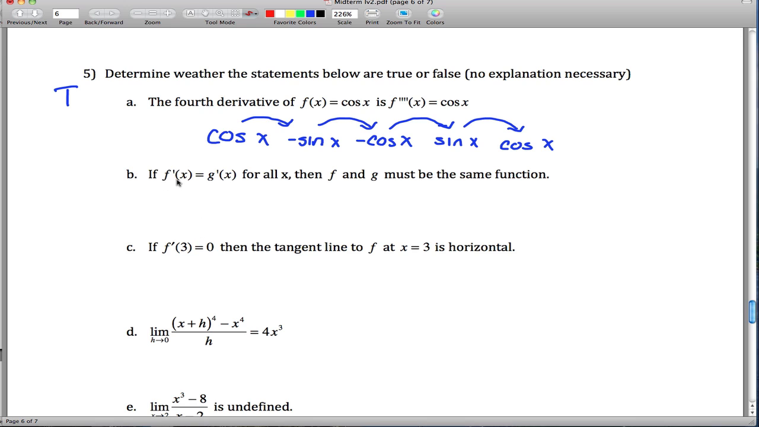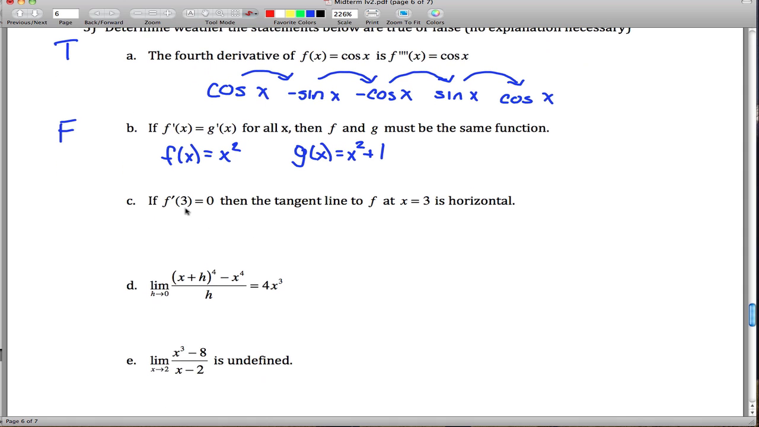Part B, if two functions have the same derivative everywhere, then they must be the same function. This is false. This is just saying they have the same slope, but they're not necessarily the same function. One might be the other function just shifted up a little bit. For example, f of x could be x squared, and g of x could be x squared plus 1. Same derivative, same slope everywhere, but they're different functions.